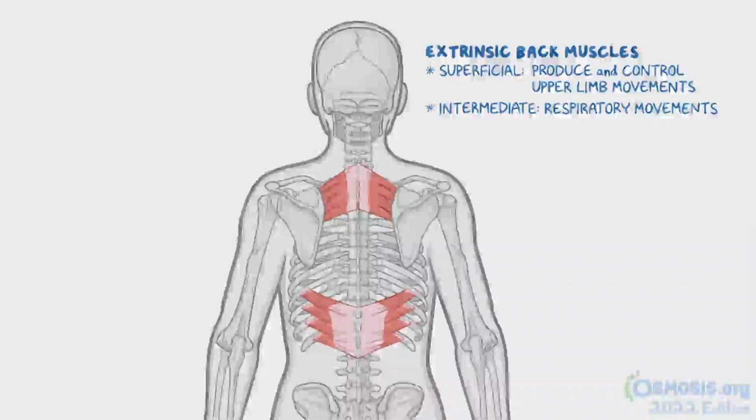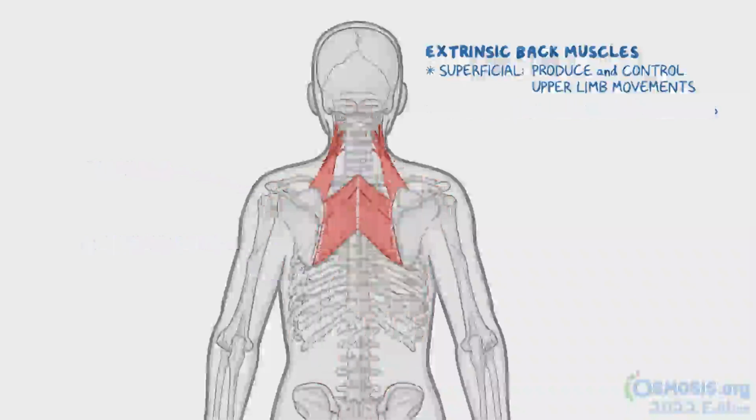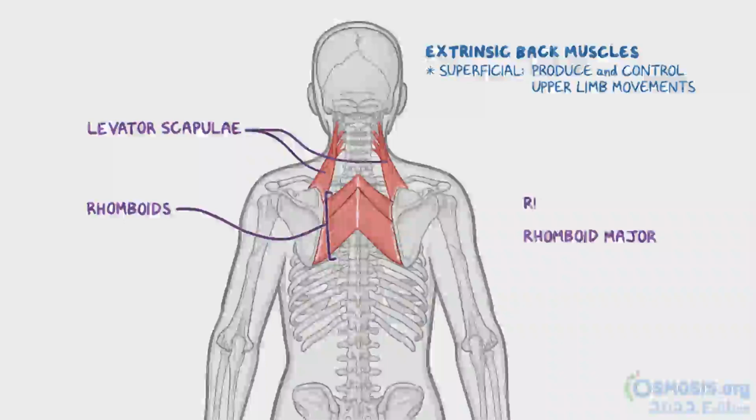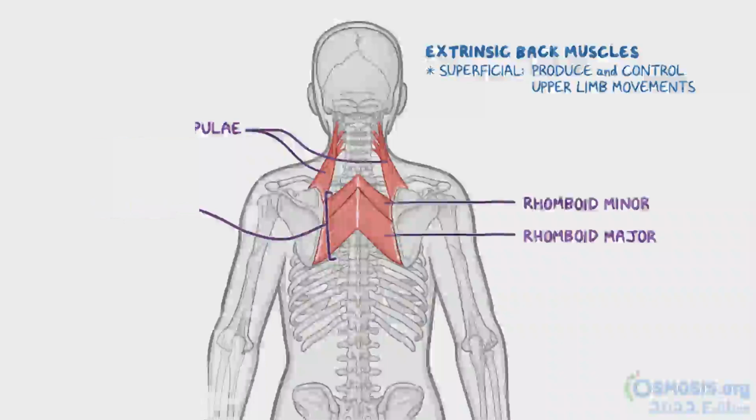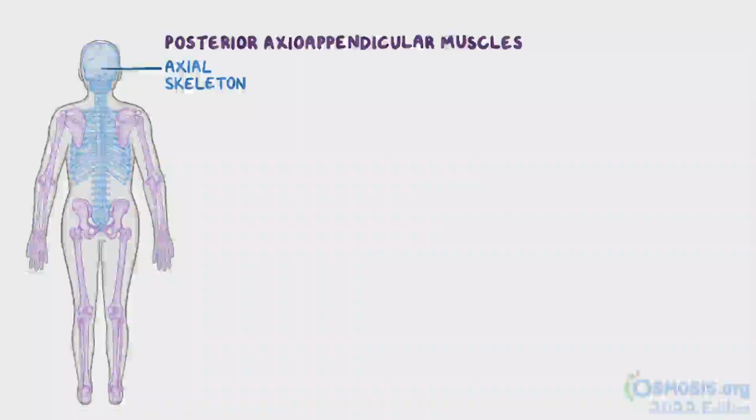The superficial extrinsic back muscles include the trapezius, latissimus dorsi, levator scapulae, and the two rhomboids, rhomboid major and rhomboid minor. All these muscles are posterior axio-appendicular muscles, which connect the axial skeleton, primarily the vertebral column, to the superior appendicular skeleton, specifically the pectoral girdle and the humerus.